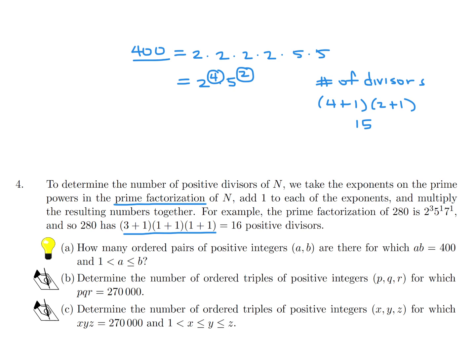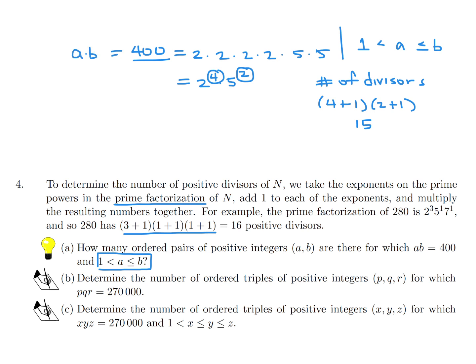Okay, what are they asking? How many ordered pairs AB? Interesting question. Wouldn't it be 15? Ah, but you've got this parameter. Okay, I got it, I understand what they're doing, because otherwise it would be too straightforward. They've given you a condition: A has to be greater than 1, and it has to be less than or equal to B. And this is, of course, A times B.